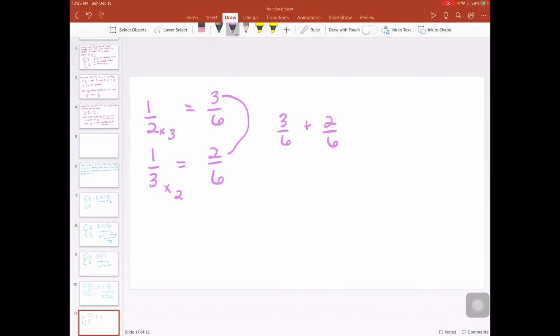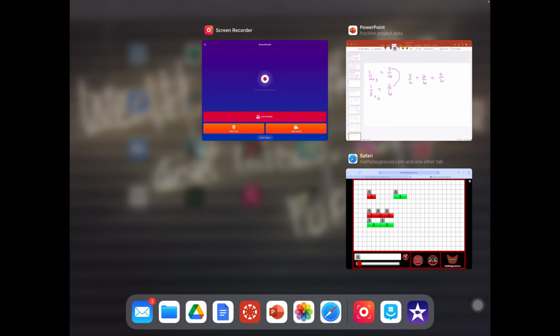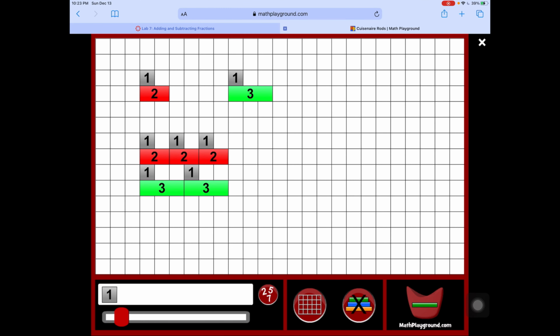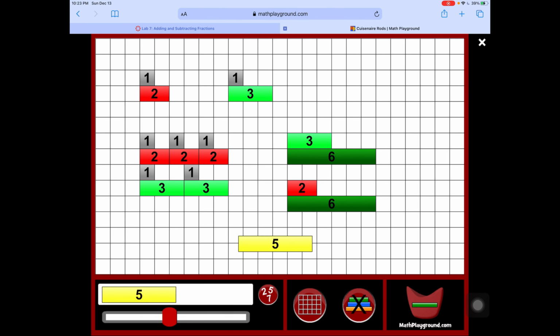So moving on to adding, we're going to add our numerators. So 3 plus 2 gives us 5, and our answer would be 5/6. And this is what it would look like with our Cuisenaire rods. So we're going to make our equivalent fractions: 3/6 and 2/6 gives us 5/6. So 5/6 is 5 copies of 1/6.